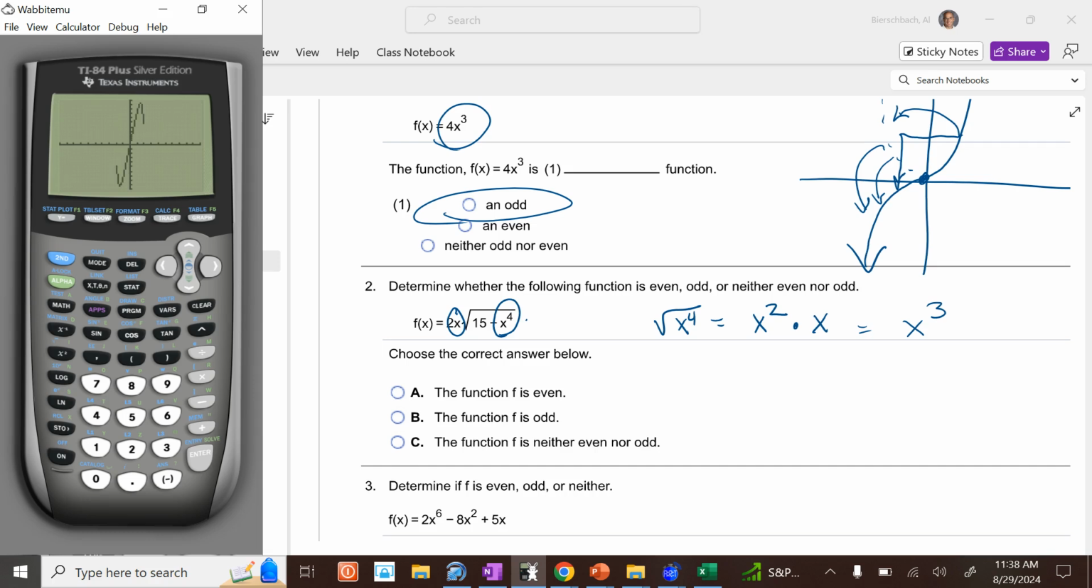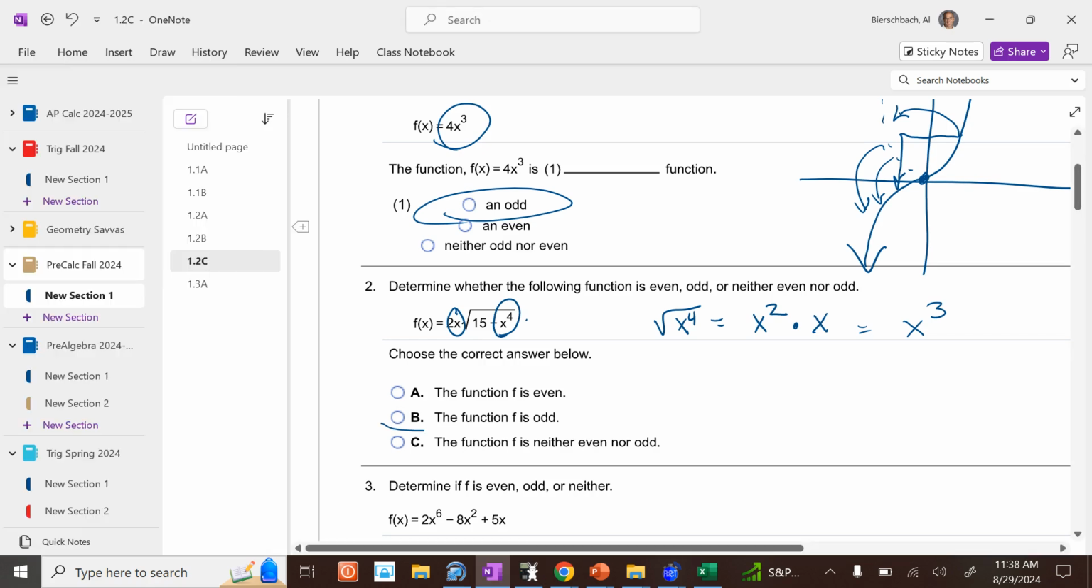Okay. Now, looking at that, does that look like an odd function? It flips around the y-axis, then flips around the x-axis, so yes, the function is odd.